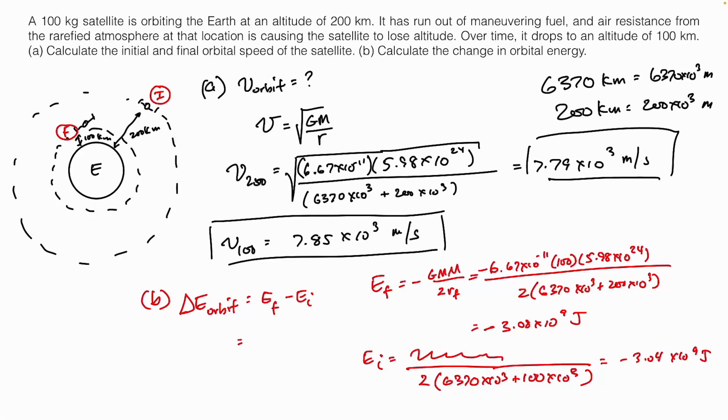So when I come in here and I take that difference, I take my final minus my initial, the number I got was minus 4 times 10 to the 7 joules. My change was negative. What does a negative change in energy mean? Did we gain or lose energy? The negative sign means we lost energy.